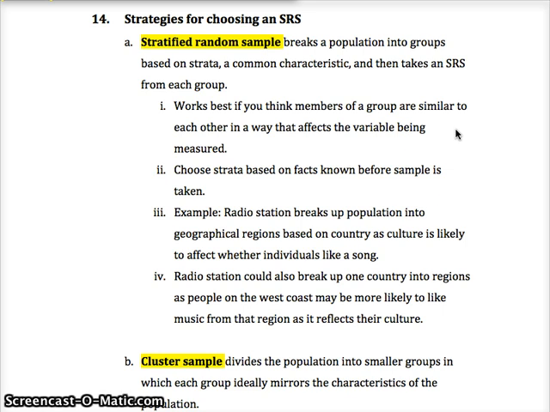So here are radio stations breaking up population into geographical regions. And then because they're thinking culture is likely to affect whether individuals like a song. So that's a stratified random sample. Strata would be a quality that we think is affecting our outcome. Stratifying would mean separating based on that category and then choosing a representative, proportional SRS, simple random sample, from each of those groups.